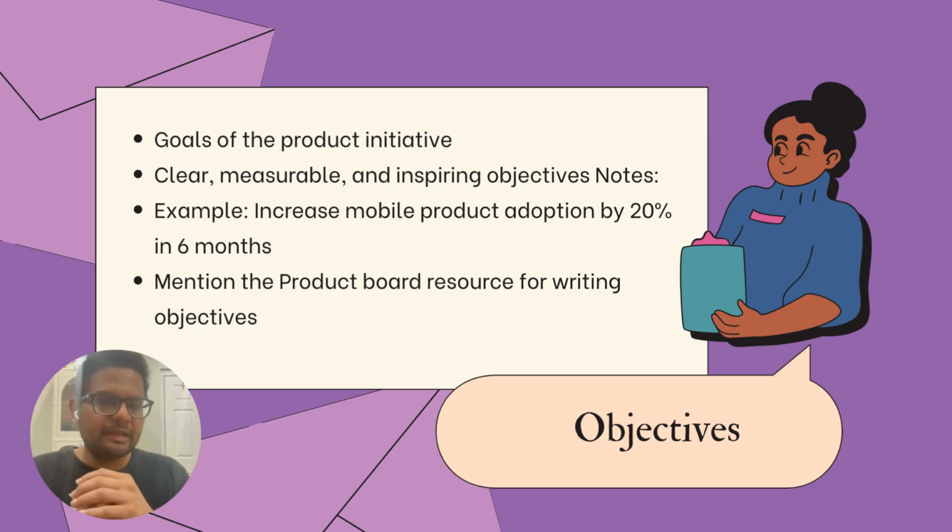Now, the second and most important section is objectives. Objectives are what you are targeting to achieve through this product initiative. What are the goals that you have for it? For example, let's say you are building a mobile app to target a new customer segment that typically only uses mobile devices, and that means it will increase the overall adoption of your product. Your objective might be to increase mobile product adoption by 20% over the next 6 months. That's a high-level objective you consider while writing this section.